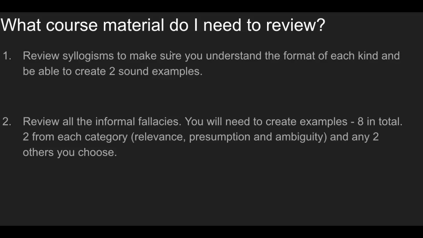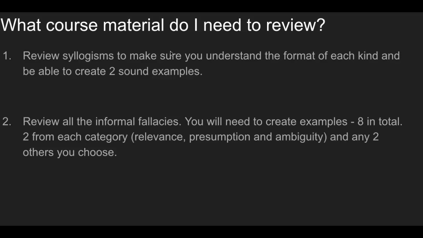The assignment details go over all the expectations, but what do you need to review? You need to review the 3 different kinds of syllogisms, and you can select 2. Okay, and you want 2 different kinds of syllogisms. It doesn't matter which ones you pick, but you have to create 2 sound examples. Of course, we know what sound means when we're referring to a syllogism.